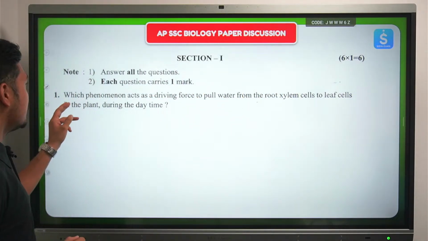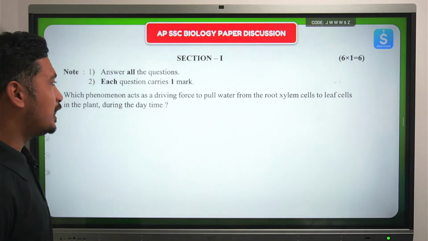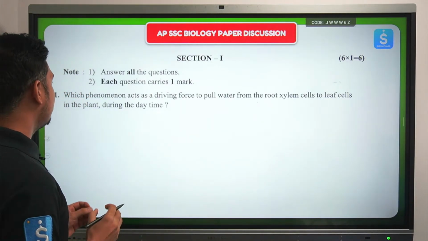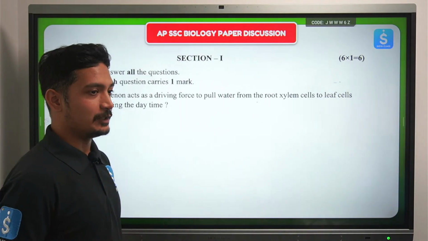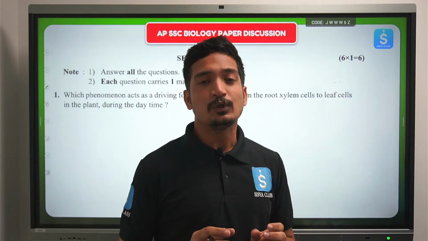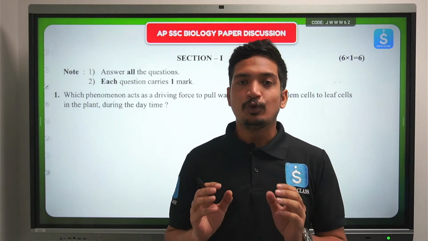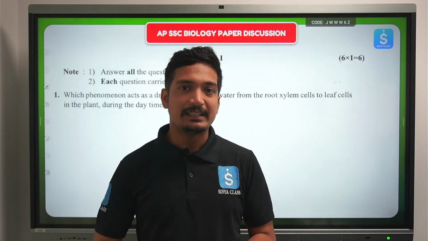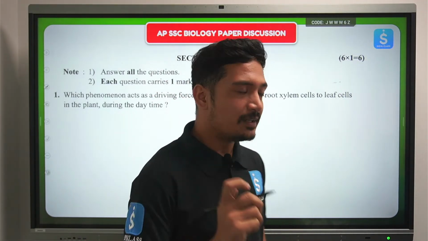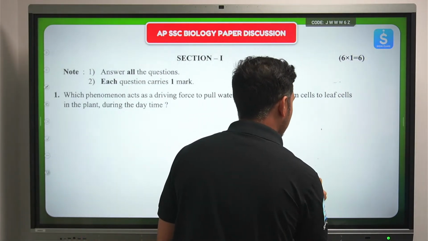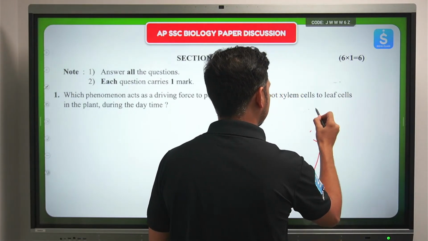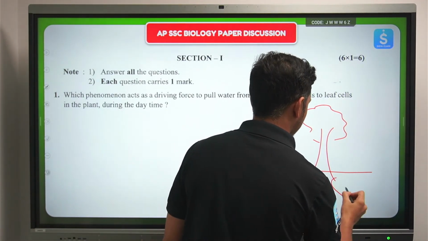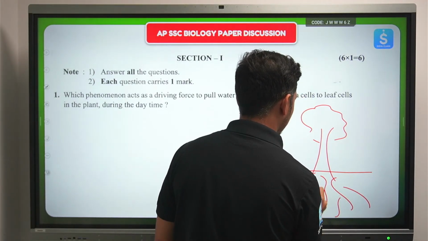Question number 1 says, which phenomenon acts as a driving force to pull water from root xylem cell to leaf cell in the plant during the daytime? Okay, now if you look over here, there are two forces which are responsible for movement of water inside the plant cells. Okay, let's try to revise that. Let's say that we have a plant like this, this is the ground and we have its root extended deep inside the soil, right?